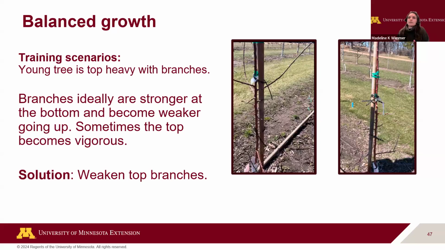So coming back to balanced growth, here's another training scenario where we have a young tree that was very top heavy, not desirable. You can see large branches coming out of the top and then all these little tiny branches in between, and then some branching at the bottom. It's good that we're seeing branching. It's not completely blind wood. But in this situation, we did decide to cut back these branches. That will still stimulate growth, but it does weaken those branches. Again, remember that the reserves in this tree are pretty limited because it's such a small tree. So that was the solution for that scenario.